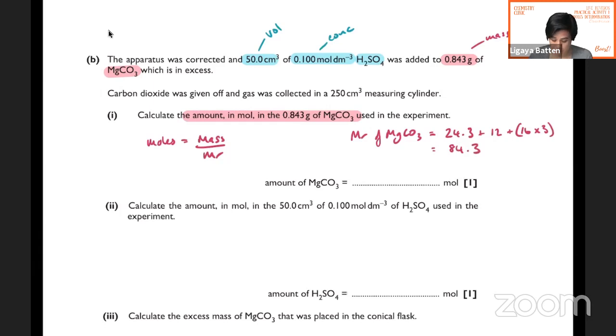84.3. So now we can take our mass, 0.843, divided by 84.3, and that gives us 0.01. So that's our amount of moles in the equation.